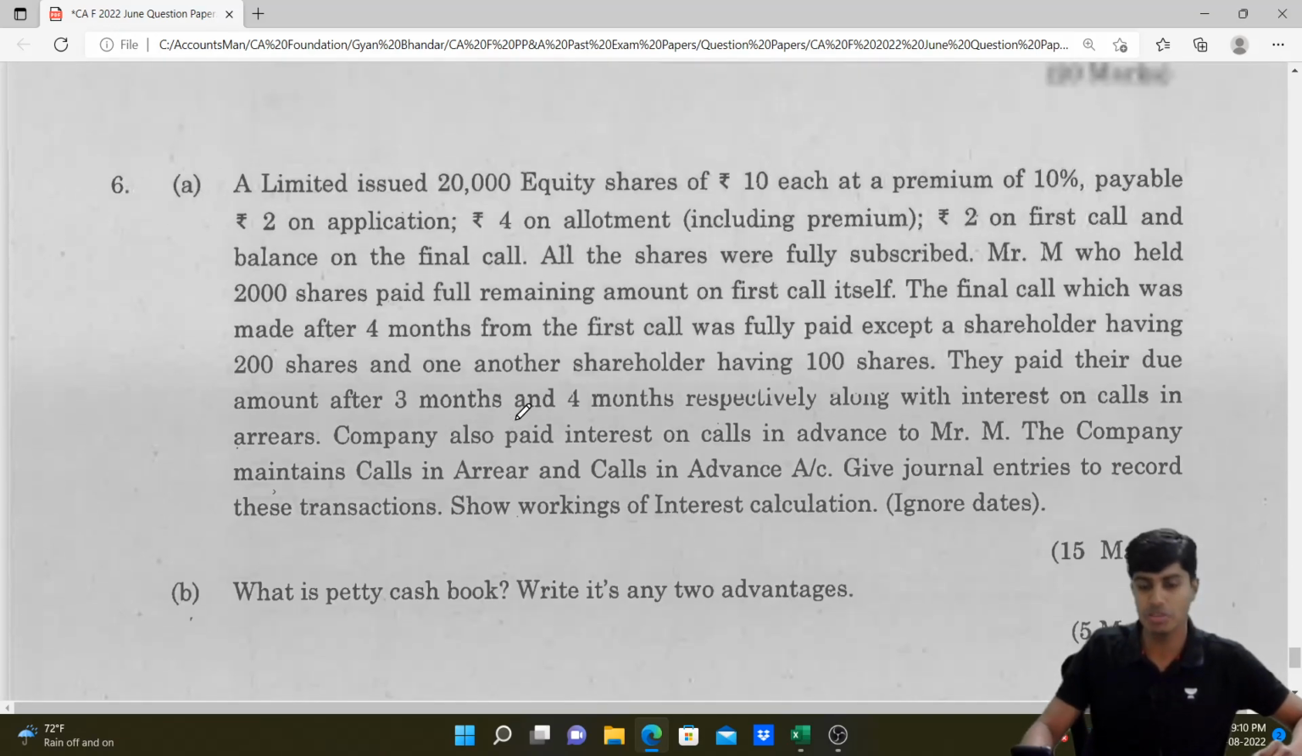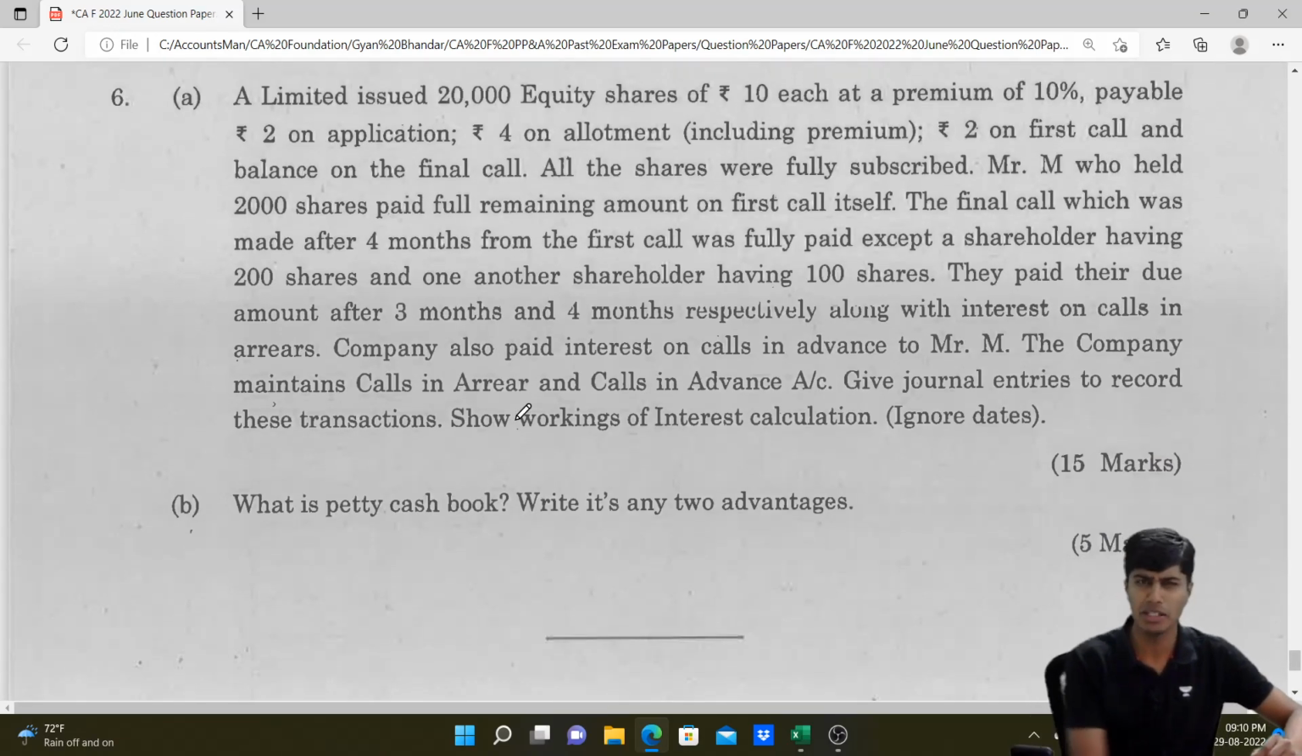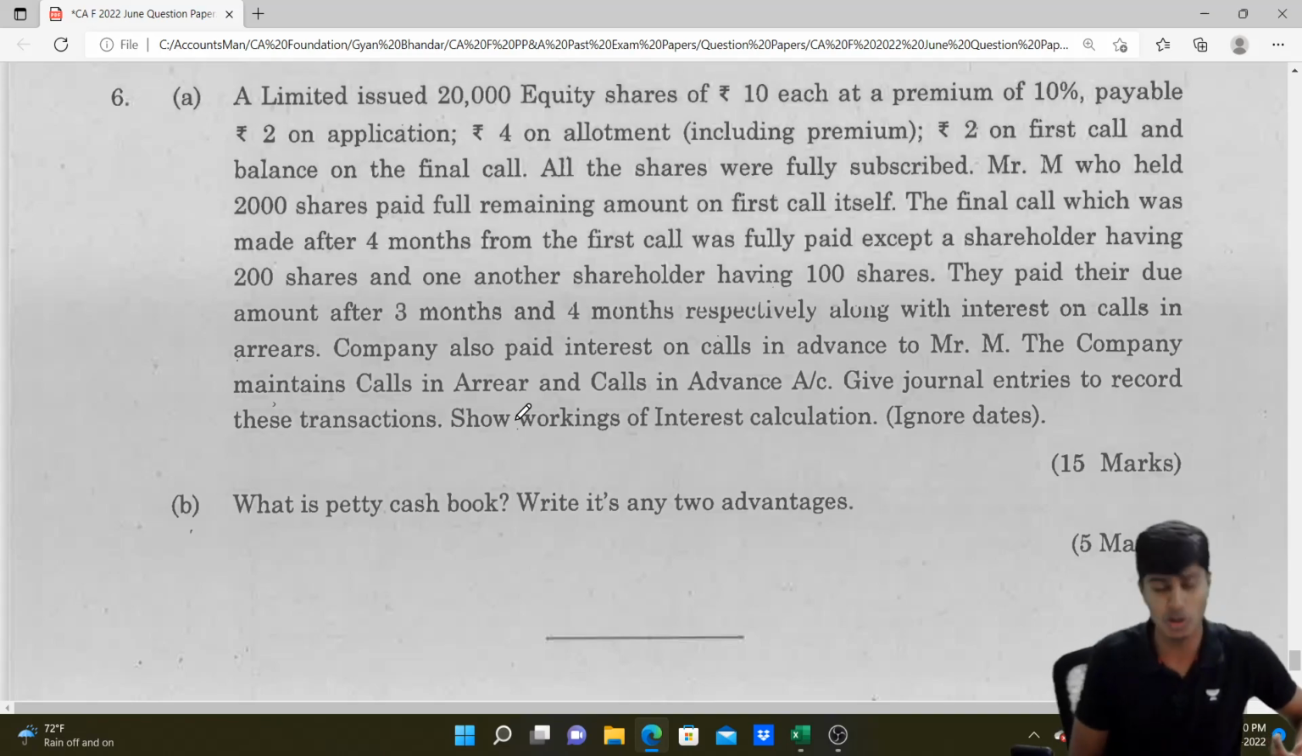Now, there we go, question number 6. This is from the company accounts chapter, based on issue of shares. I think this has something to do with over subscription, under subscription, with calls in advance and calls in arrears. Let's quickly read the question.